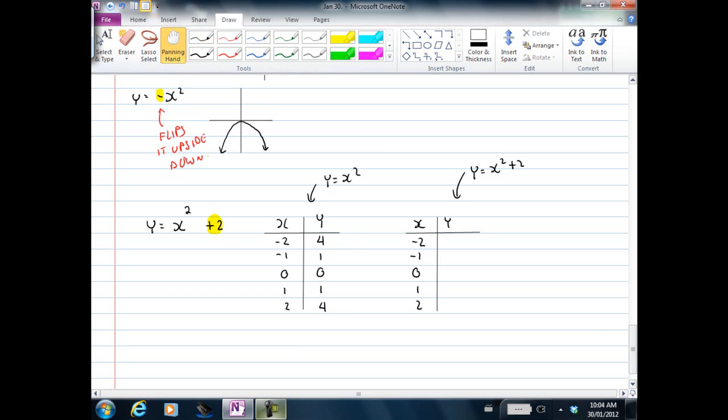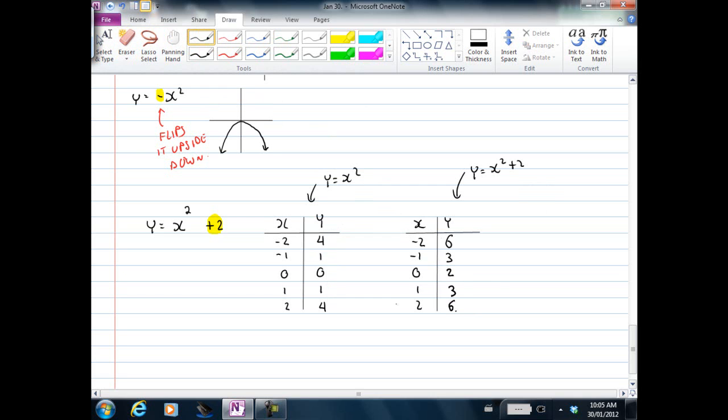I'm going to pause my recording right here and go ahead. I'm giving you a few minutes. Harsh, what do you think is going to happen when I add a plus 2 to this one? Hey, it's correct. You just add 2 to each one of them. So this becomes 6, 3, 2, 3, 6.